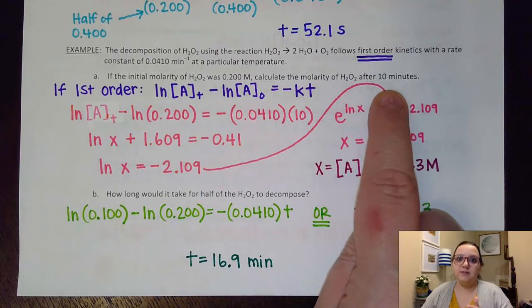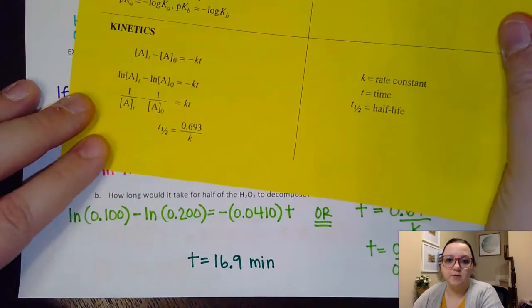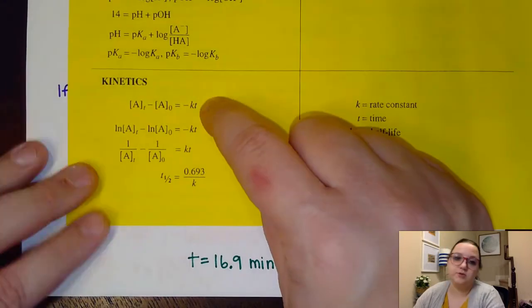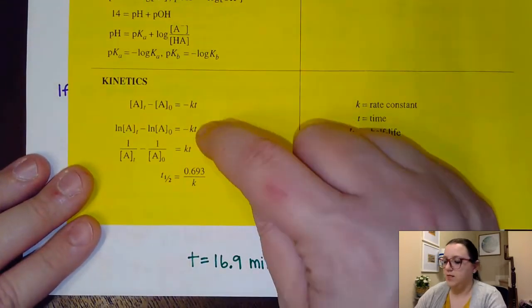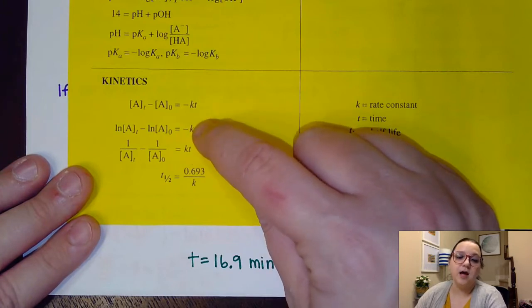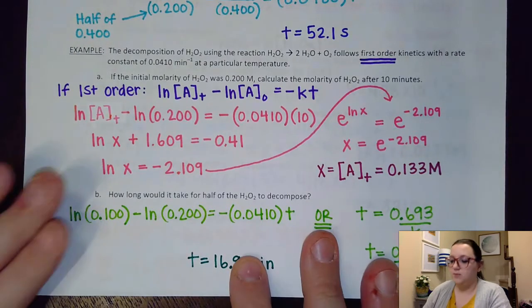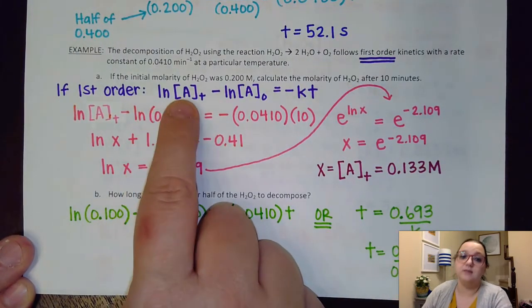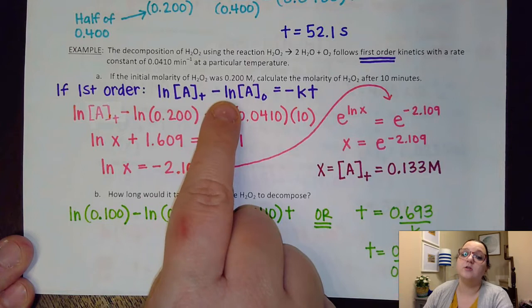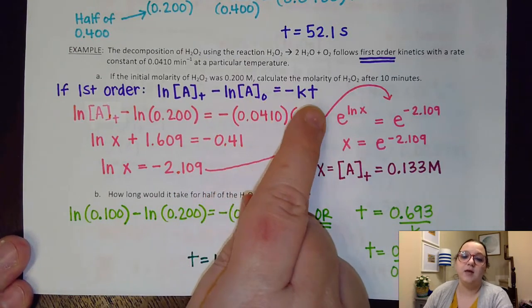So anytime I have time, I need to figure out one of those integrated formulas to use. I would come over to my formula chart and say this first equation is for zero order, this one is for first order, this one is for second. So if I want first order, then I want this middle equation with the natural logs. So I'm going to be using the natural log of A at some time minus the natural log of the concentration of A initially equals negative kt.